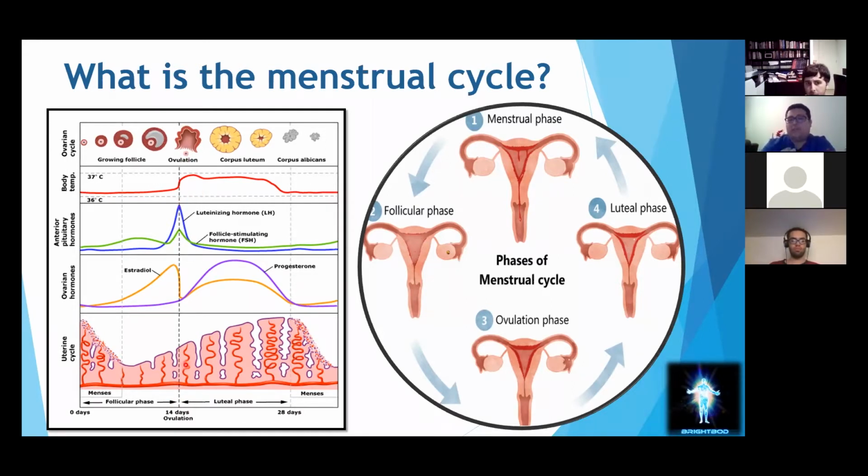Of course, when an egg is released, that means the female body is ready to get pregnant, basically. So the whole body is preparing for that to happen. So the endometrium, which is the tissue that will actually host this implantation, as we call it, has to be thick, has to be rich in blood vessels, as you see here in the picture.